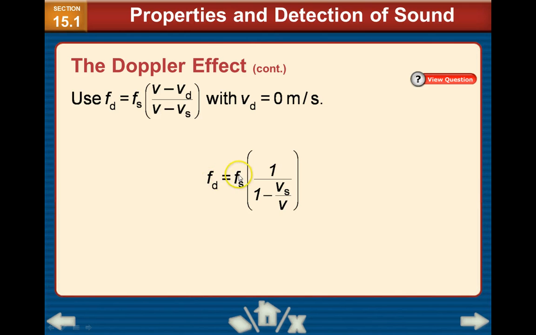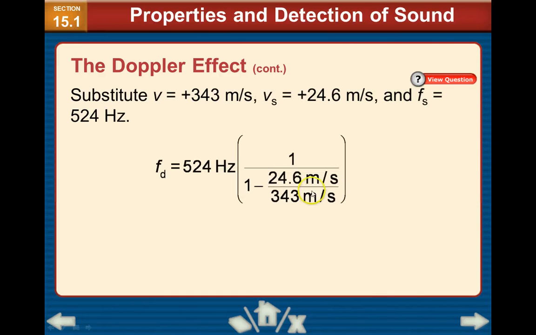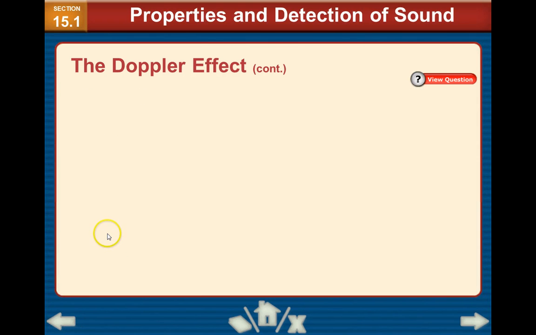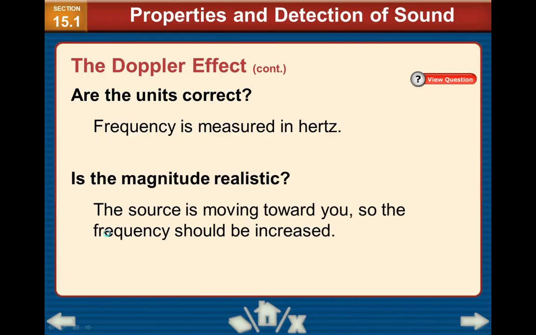So now all we have to do is plug in the original frequency, the speed at which the source is moving, and the speed of the sound waves, 343. We find that the frequency is going to be higher. It's going to sound like it's going up. Once it goes past us, we could plug that information in, and we would find that the frequency drops. Measured in hertz, realistic, sounds good.